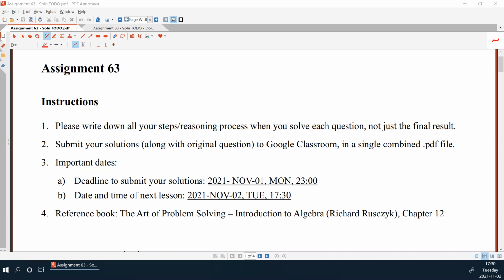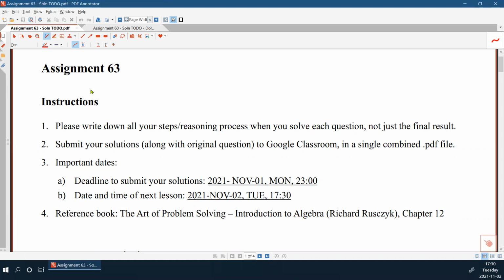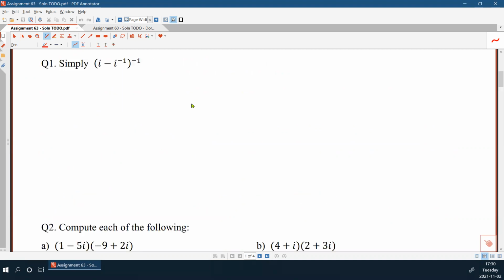All right, let's have a look at the solutions to assignment 63. Okay, question 1, simplify this expression. When you want to simplify a complex number or an expression that involves a complex number, usually you need to simplify to the simplest form, which is a plus bi, right? So this is our target. Okay, so let's have a look at what we can do about it.